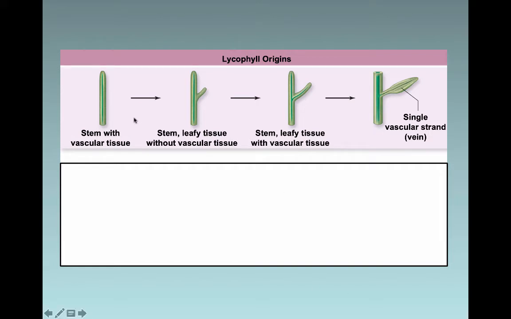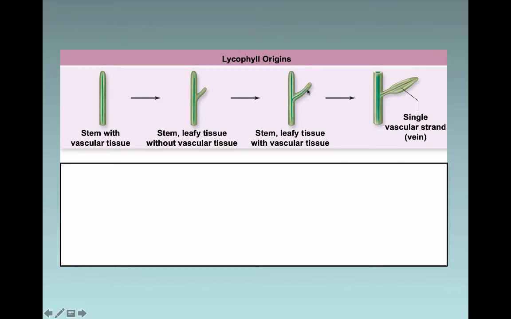Originally, lycophyll plants had a stem with a vein. So you can imagine if there was some sort of mutation that caused these plants to give rise to branches. Eventually, these branches would be better supported if the vein continued off into the side, like we see over here. And so now what we have is an offshoot of this main stem that has a vein in it. So at that point, that offshoot technically could be considered a leaf.